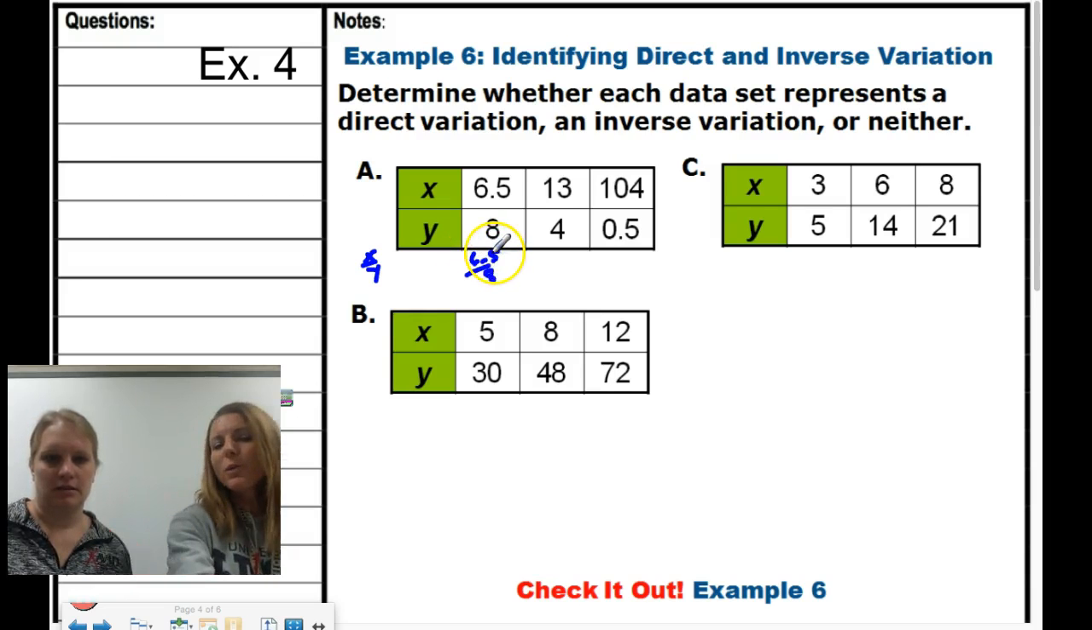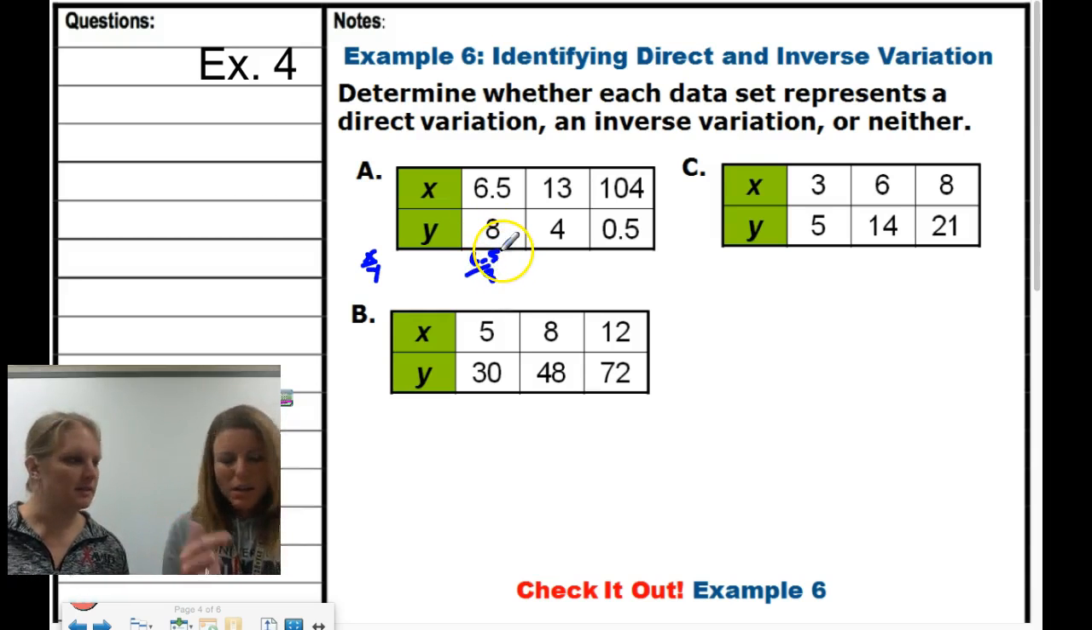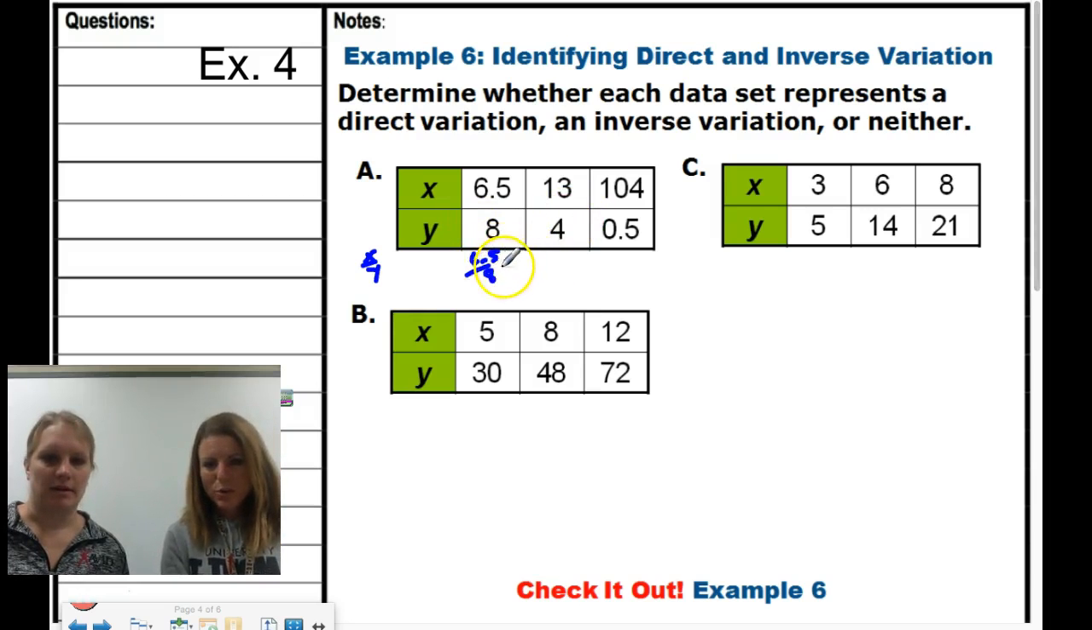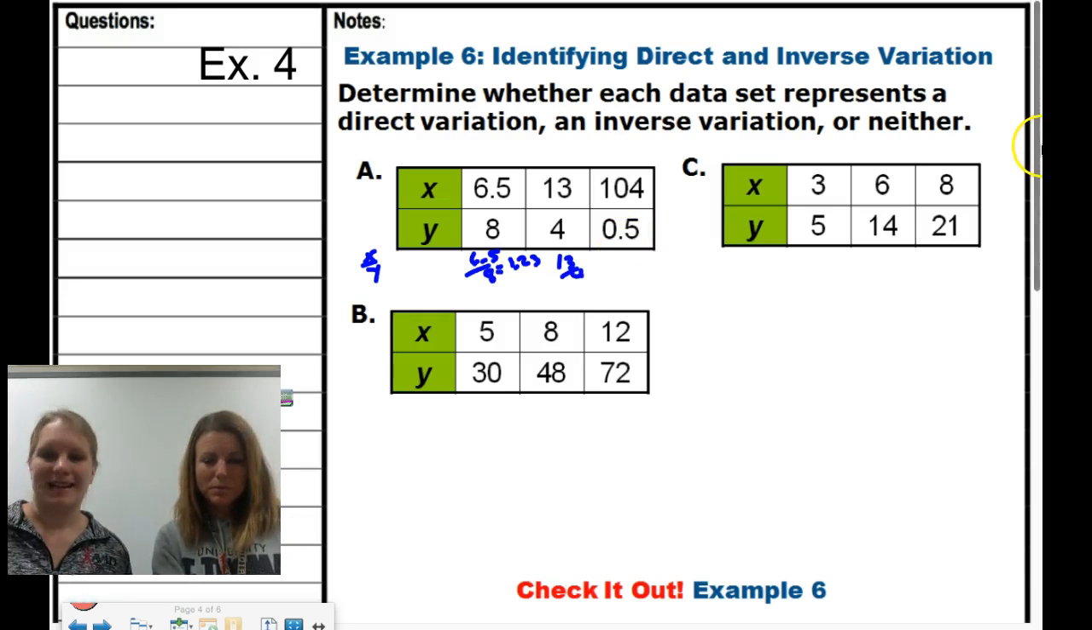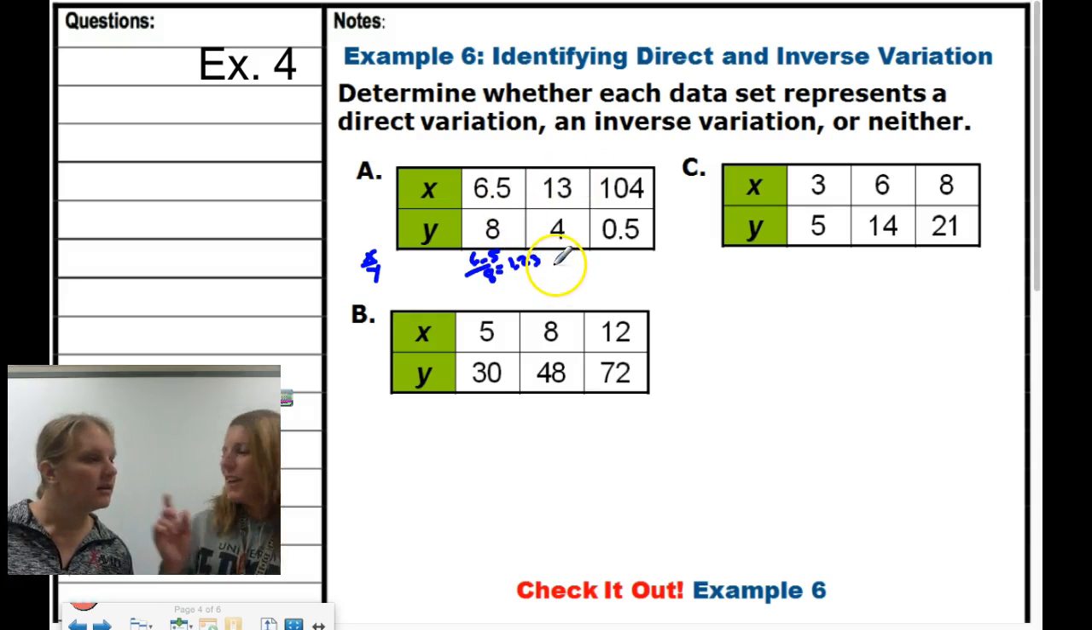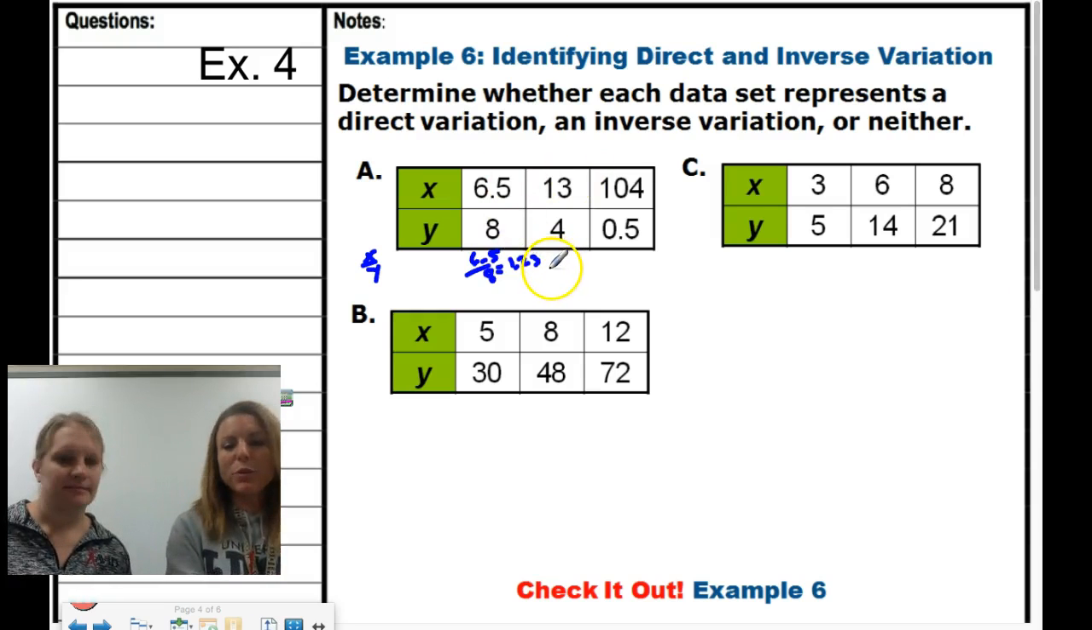Do you want to show that work, or should I just say it? You can just tell me what it is. Because we only have so much room. Okay, I'll just do this one this way. 1.23. And then 13 over 4 is 0.31.